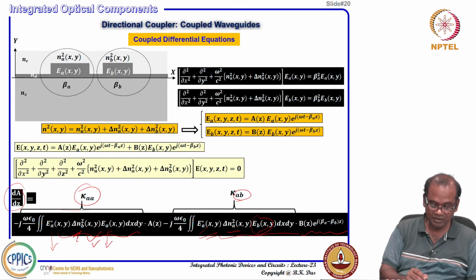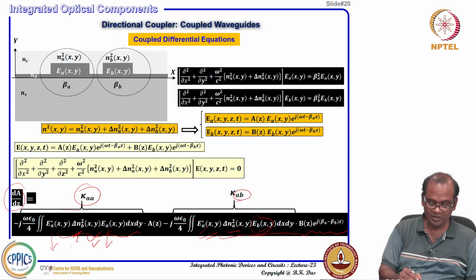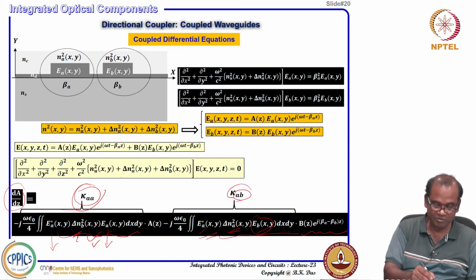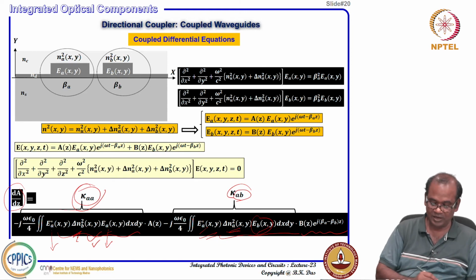That is what kappa AA is, and this is kappa AB. This can be computed easily once you know the mode field distribution, and then you can easily calculate delta n b square, the presence of the structure there. Once you know this calculation, your equation is very simple now. Omega is frequency. We can write it like this.